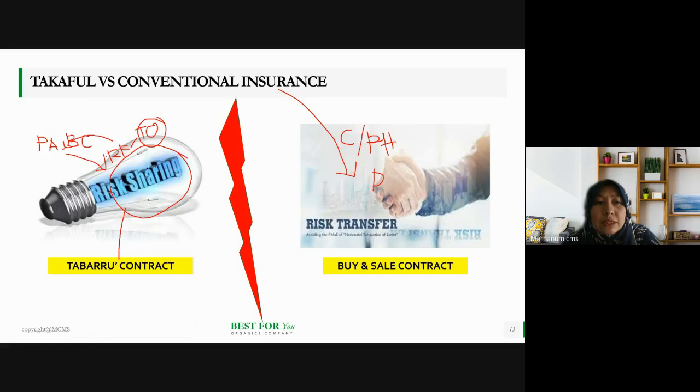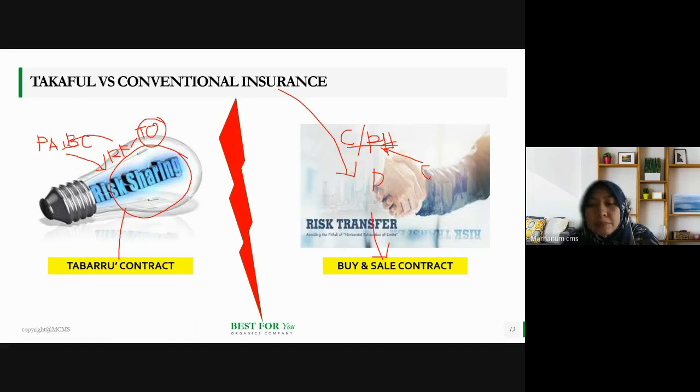Compared to Takaful, where the risk fund does not belong to the Takaful operator but belongs to all the participants, the assured. This is risk transfer. When something happens to the policy holder, the company will pay the compensation. That compensation does not come from other policy holders, but from the company itself. Because the risk is already transferred to the company, the company will bear the risk, through the other type of contract they practice, which is the buy and sell contract.